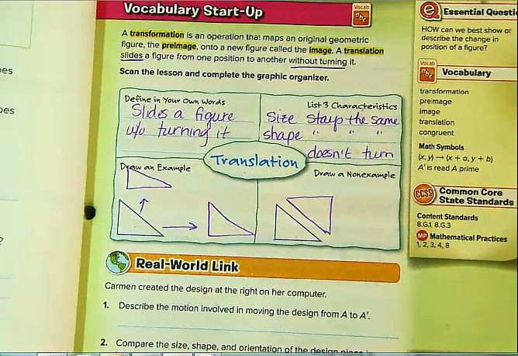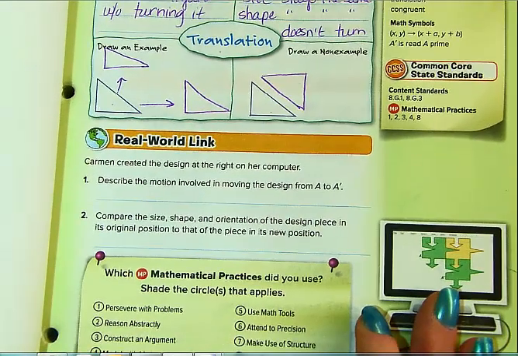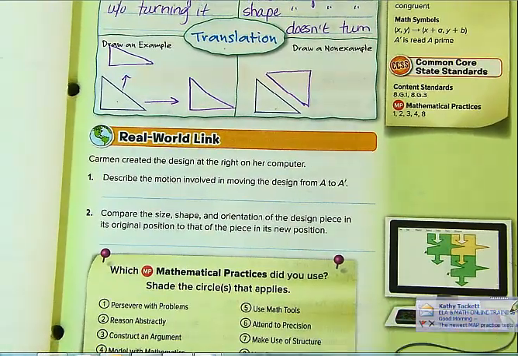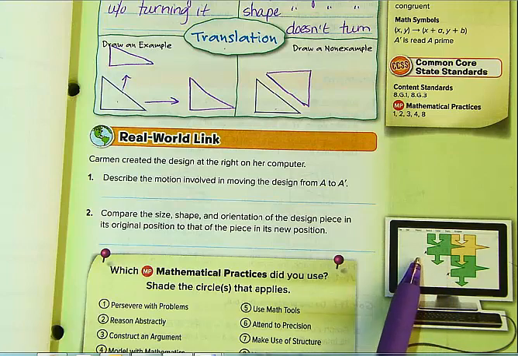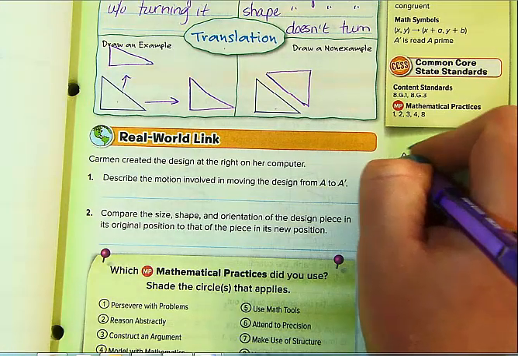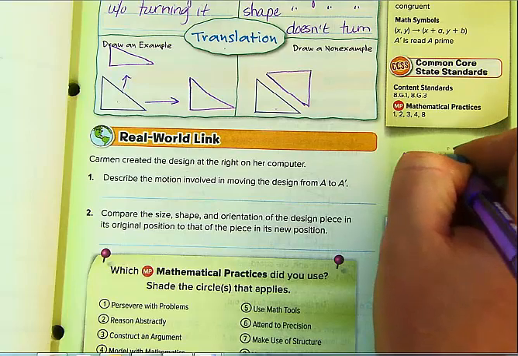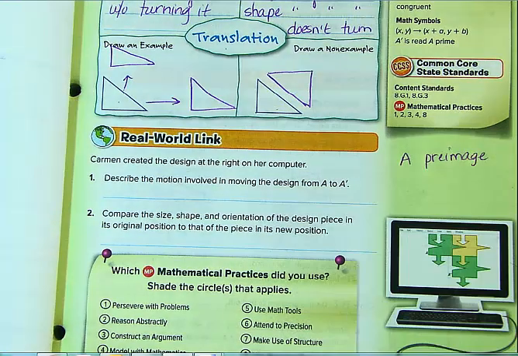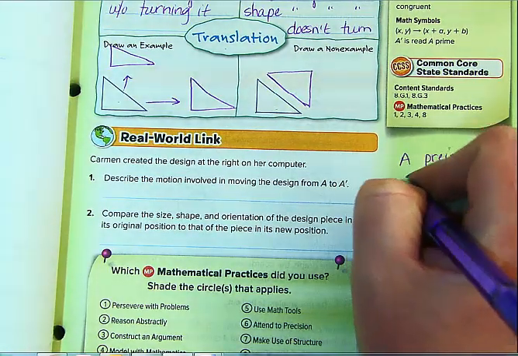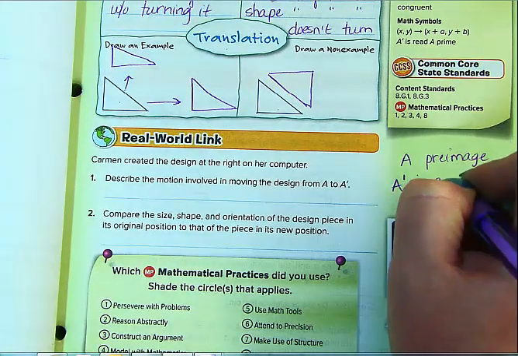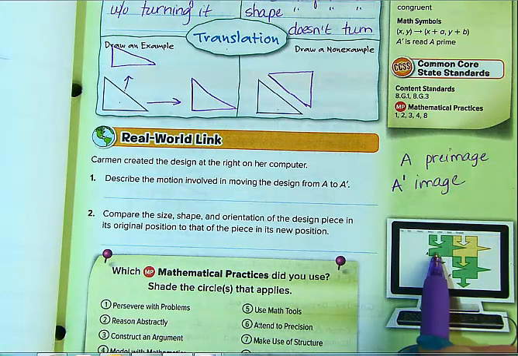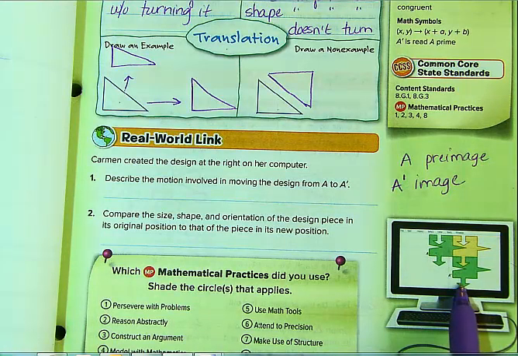So let's look down here. This is talking about a computer program, and someone has designed something on a computer, so it's a little bit hard to see. But here is A, and here is A1. Now this is my pre-image. A is my pre-image, and I know that because it doesn't have a special character above it. A1 then is my new image. So this is where I started originally, and then this is where I went to.